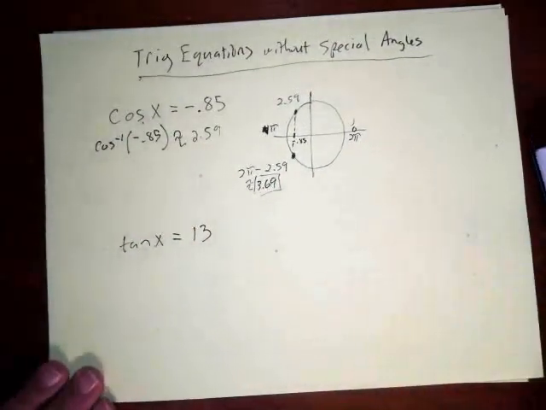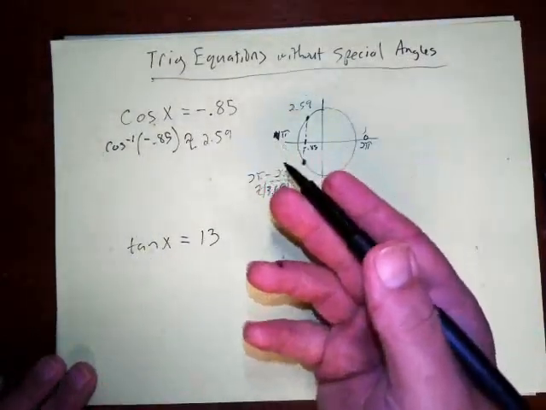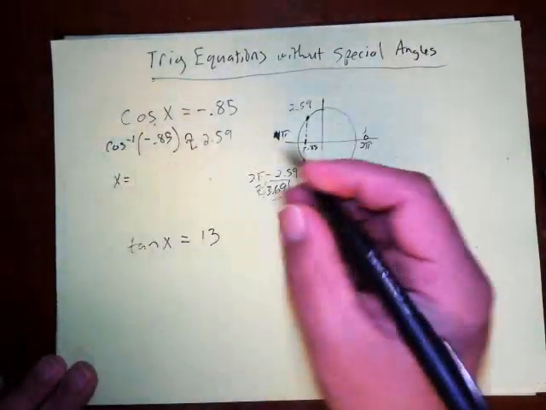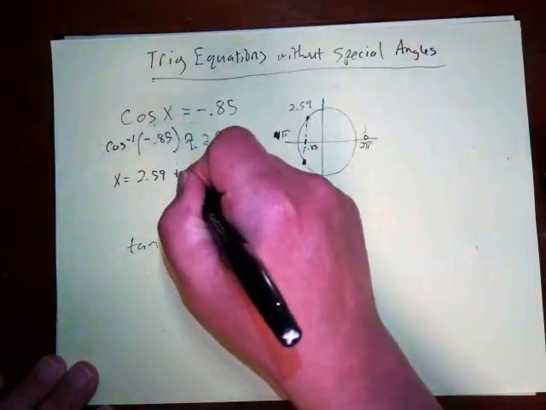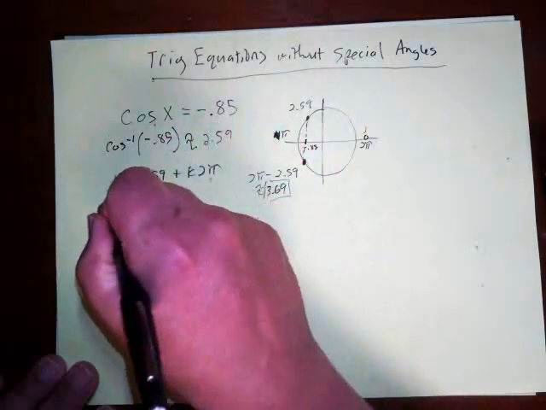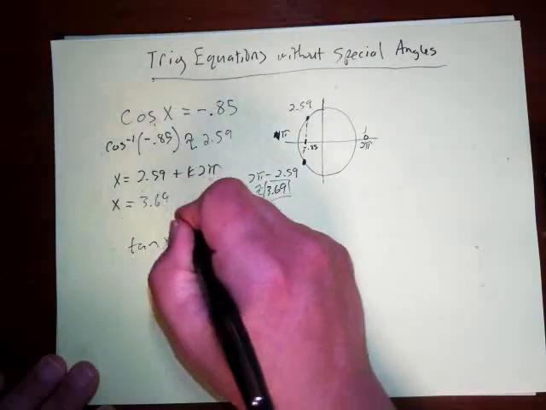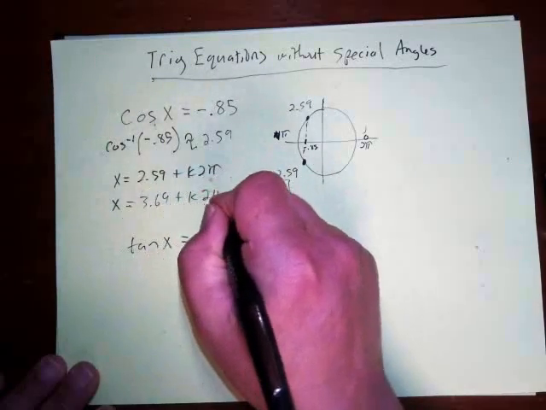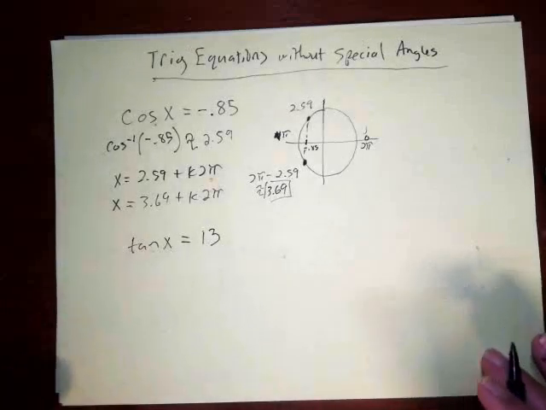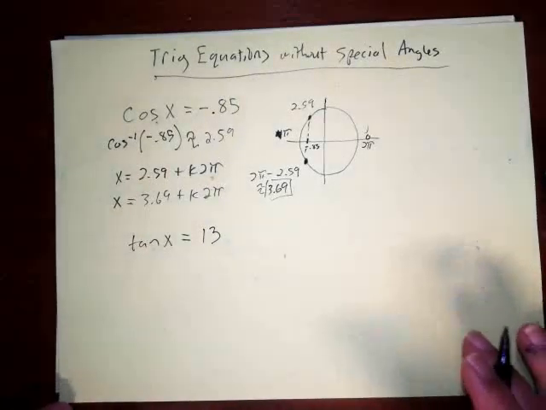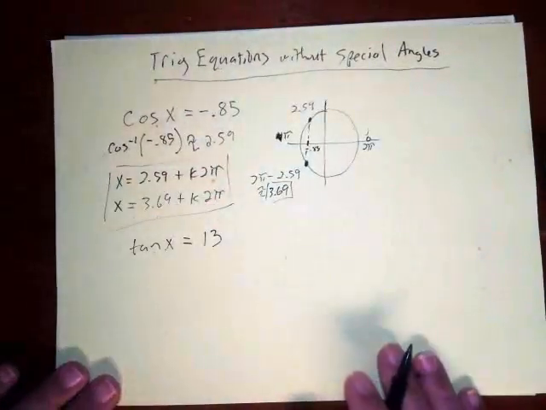This takes some practice. It takes a knack getting used to it. But that's how you would do that. And so my two solution sets then would be x equals 2.59 plus k times 2 pi, and then x is equal to 3.69 plus k times 2 pi. And so I get the solution for that.